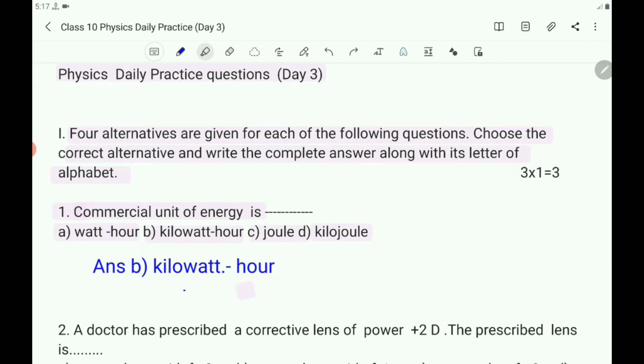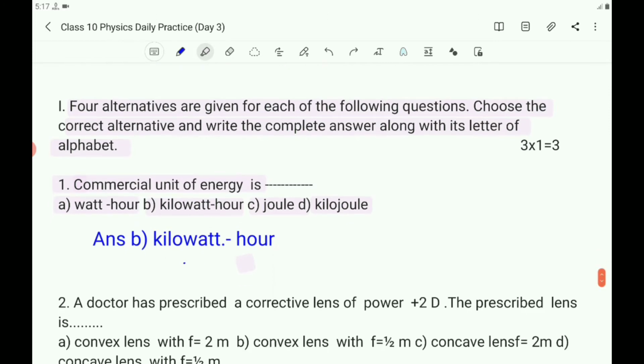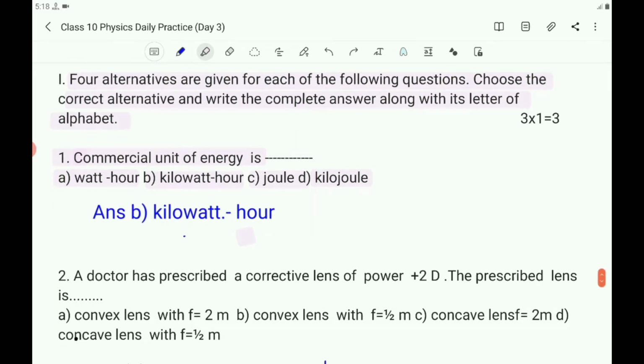So write the answer B, kilowatt hour. That is, generally it is called the unit of energy, that is kilowatt hour. And the second question. What is that second question?